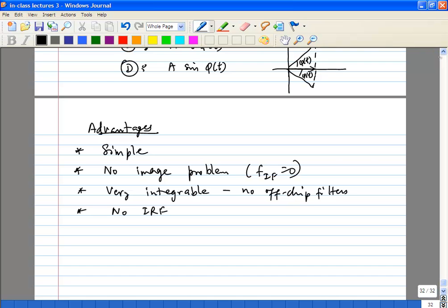So if you don't need an image reject filter, what does this mean? Remember that the image reject filter comes between the LNA and the mixer. So you don't have an insertion loss. More importantly, the LNA does not need to drive 50 ohms. That is a big deal, because remember, the LNA burns a lot of power trying to drive 50 ohms.